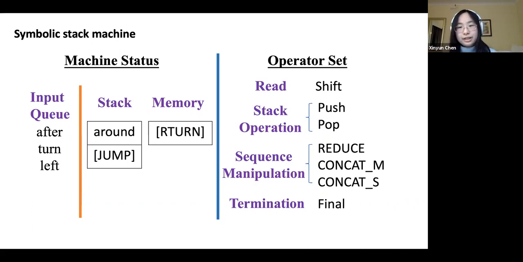And there are several operators that can be executed by the machine. Besides push and pop as standard stack operators, our machine also supports the shift reduce operators. So shift is for reading the input sequence, and reduce is for transforming some input phrases to output phrases. These shift reduce operators are inspired from existing shift reduce parsers for parsing tasks. Besides that, we also introduced the concatenation operators to support the sequence manipulation tasks. And the final operator is just for terminating the machine.